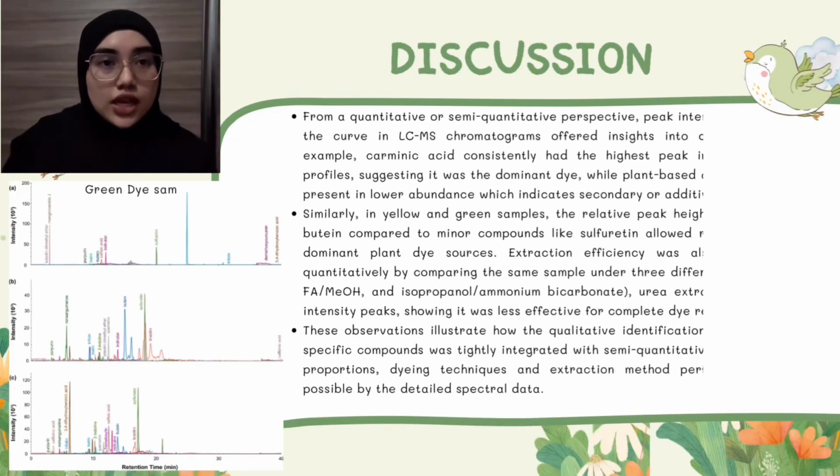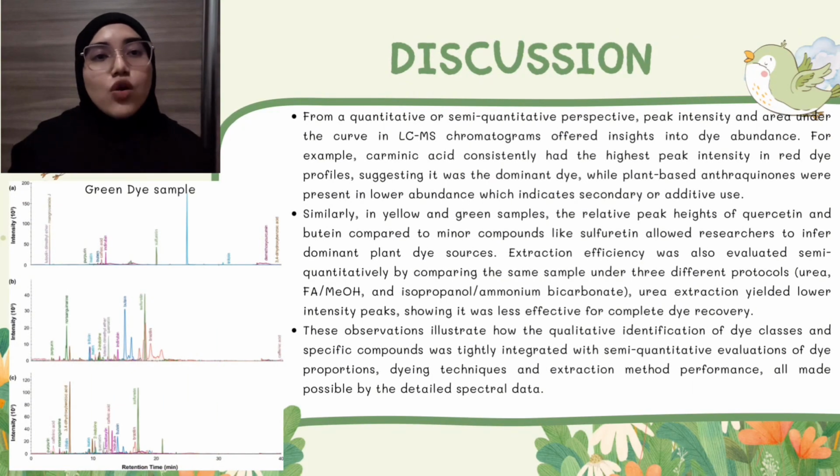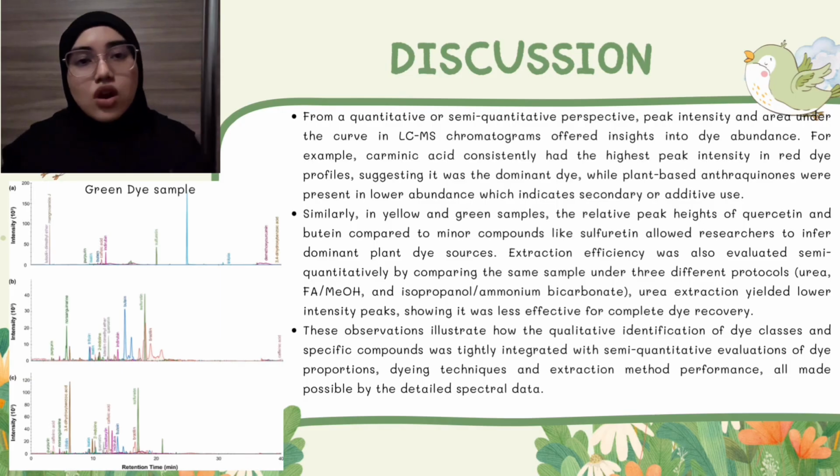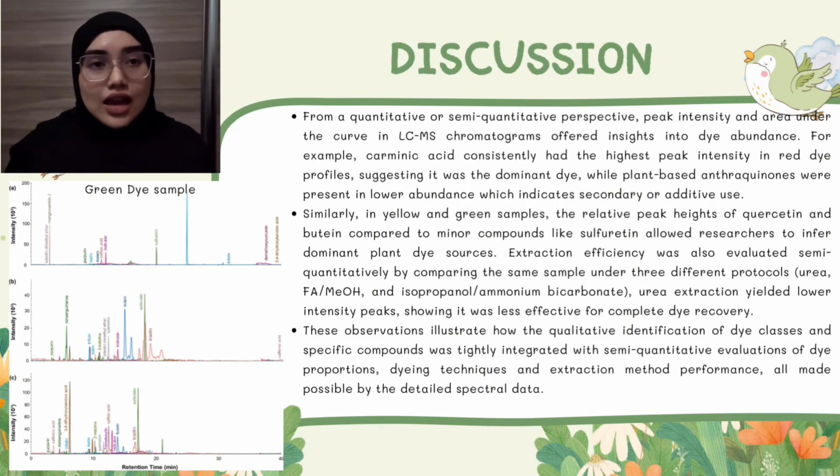Based on the information gained from the chromatograms, we can now do a quantitative or qualitative analysis. Now, from a quantitative or semi-quantitative perspective, peak intensity and area under the curve in liquid chromatography mass spectrometry chromatograms offer insight regarding the dye abundance. For example, carminic acid, which is present in the red dye profile, consistently had the highest peak throughout, which suggests that it is a dominant dye.